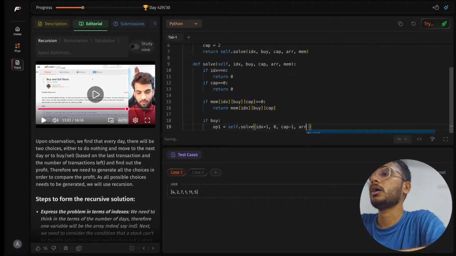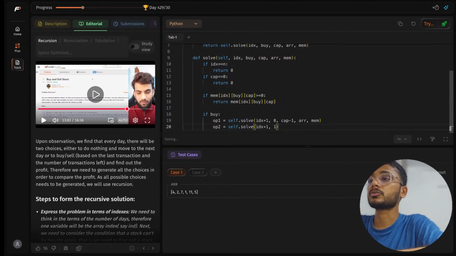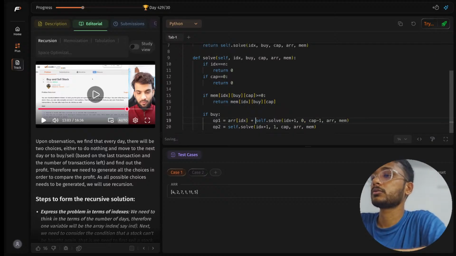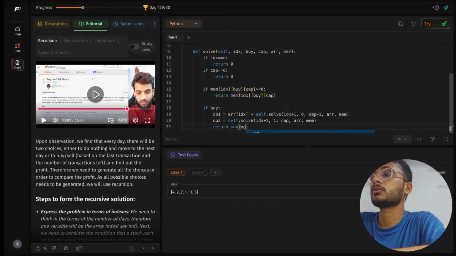and array and mem. Option 2, self.solve idx +1, and still you can buy because you haven't bought it. So capacity will remain capacity, array will remain array, memory will remain memory, and here I will say array of idx plus the profit that you are getting, and you will say return max of op1 op2.